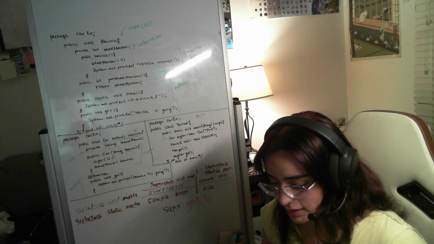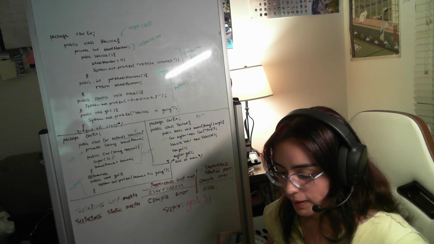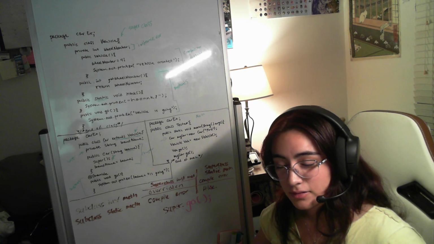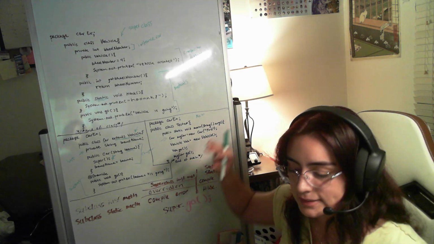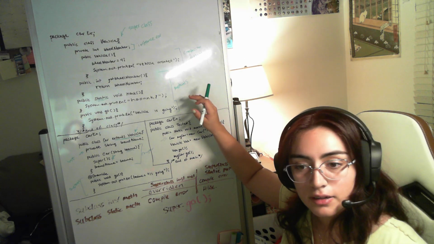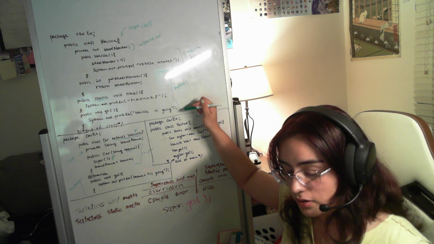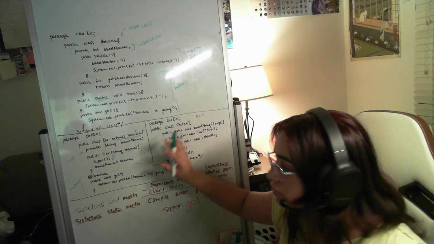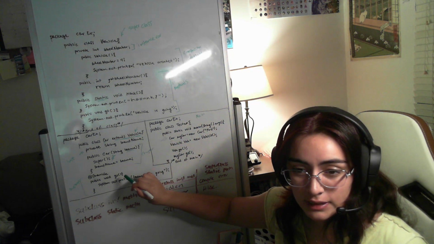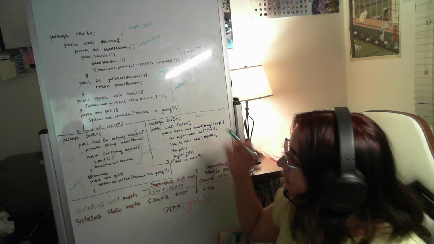Okay, now some things to mention for overriding. Method overriding, I need to define it first. Okay, so method overriding is basically taking an existing method from the parent class or superclass and rewriting the body of that method to change the method execution for the subclass.